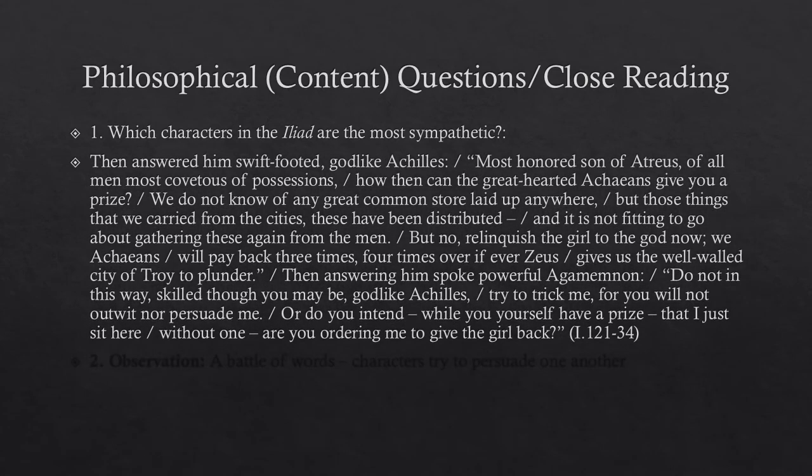Then answered him, swift-footed, godlike Achilles, most honored son of Atreus, of all men, most covetous of possessions. How then can the great-hearted Achaeans give you a prize? We do not know of any great common store laid up anywhere, but those things that we carried from these cities, these have been distributed, and it is not fitting to go about gathering these again from the men. But no, relinquish the girl to the god now. We Achaeans will pay you back 3 times, 4 times over, if ever Zeus gives us the well-walled city of Troy to plunder. Then answering him spoke powerful Agamemnon.